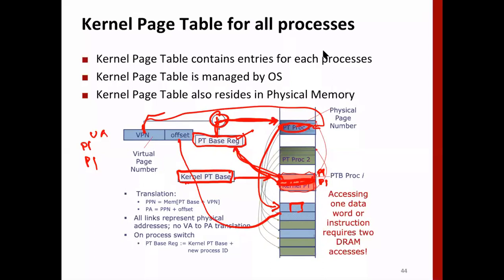So this is the responsibility of the OS to keep this kernel page table. It corresponds to the number of active processes at that point in time, the number of processes that are alive.